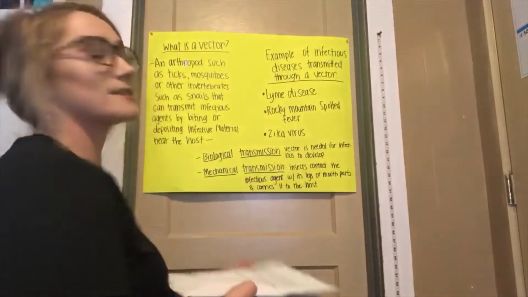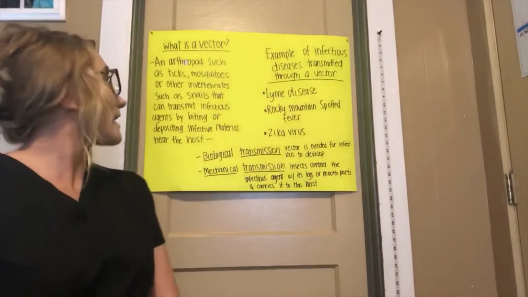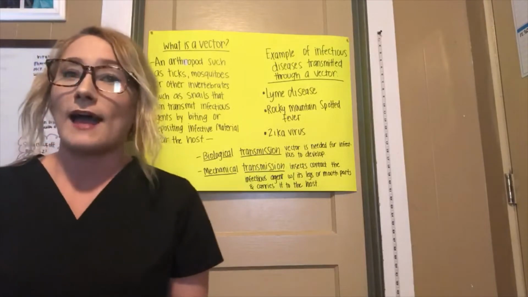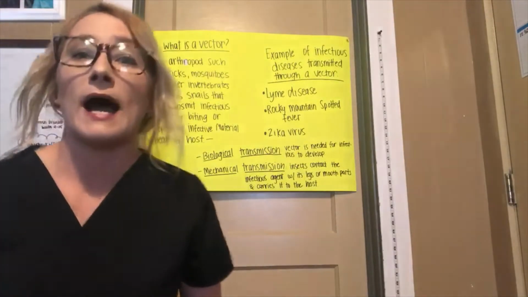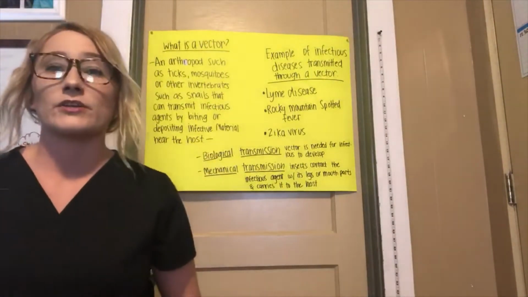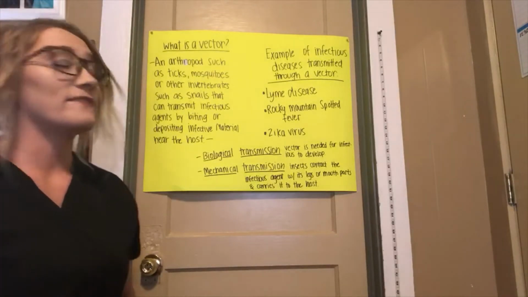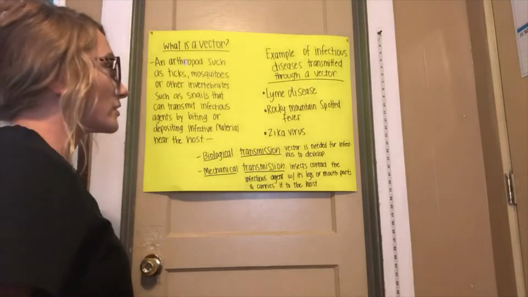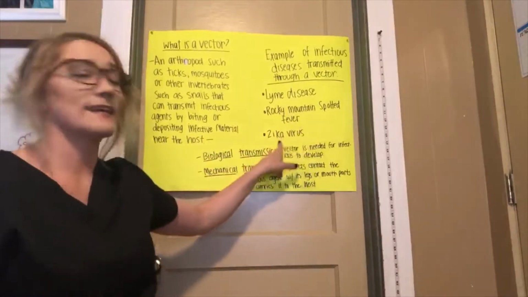So today we're going to talk about what a vector is. A vector is an arthropod such as ticks or mosquitoes, or any vertebrate such as a snail, that can transmit infectious agents by depositing the infective material into or near the host. What is an example of an infectious disease that is transmitted through a vector? We have Lyme disease, Rocky Mountain spotted fever, and Zika virus.